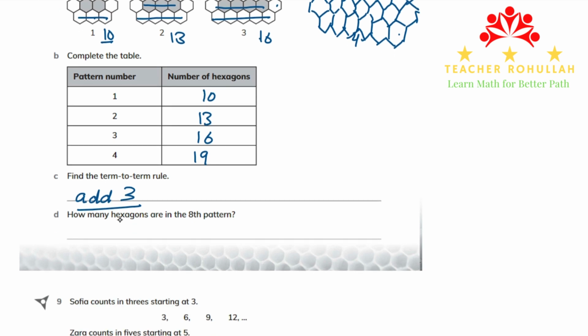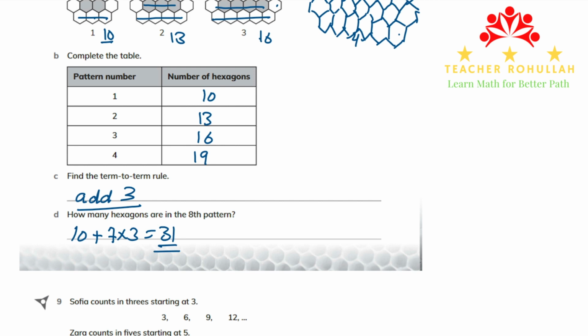In part D, it says, how many hexagons are in the 8th pattern? Well, the same way that I explained in the previous sequence, here also, the first one is 10 hexagons. So to find the 8th one, we have to multiply 7 by 3, because each time we add 3. So 7 times 3 is 21, and 21 plus 10 is 31. So the 8th pattern is having 31 hexagons.